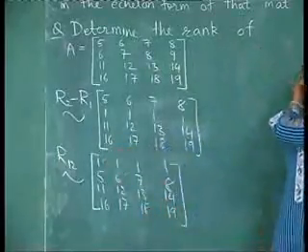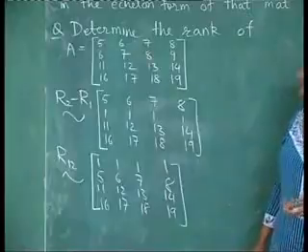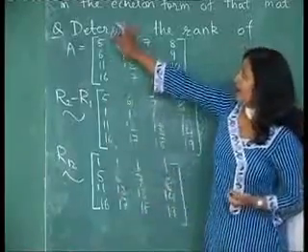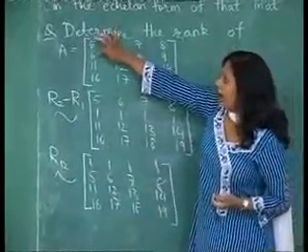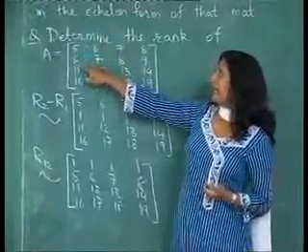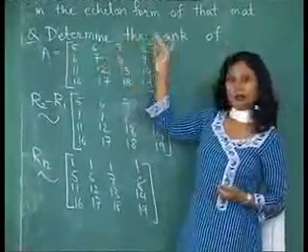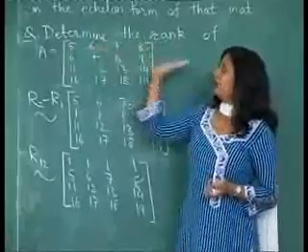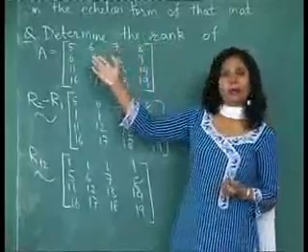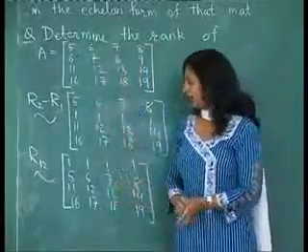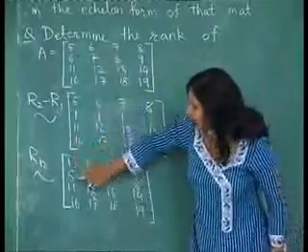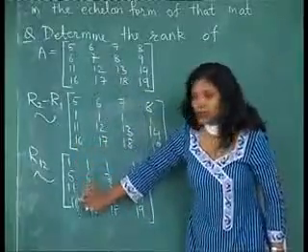As I was telling you, there was one more method of doing this. We could also have done R1 minus R2. That way I'll get minus 1, minus 1, minus 1, minus 1 over here. And then I could have multiplied the first row by minus 1. So either method is okay. Now let's try and get zeros in these positions.